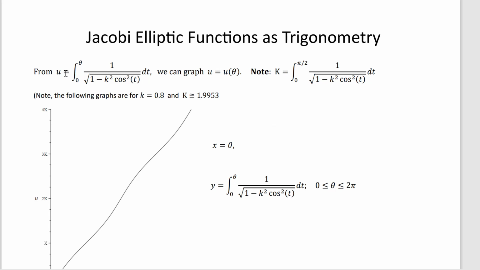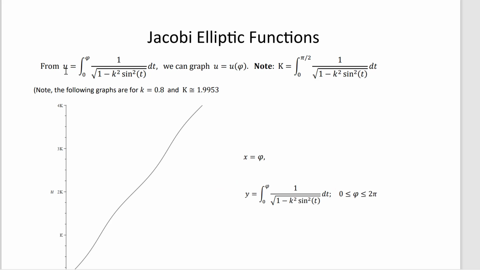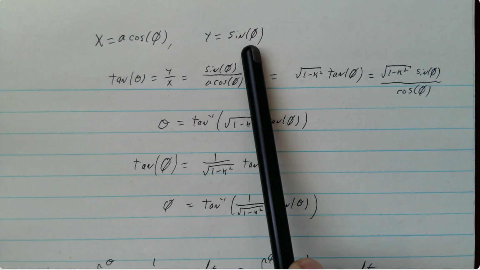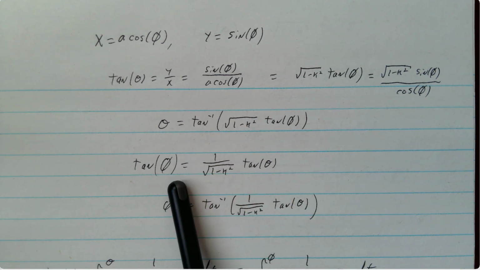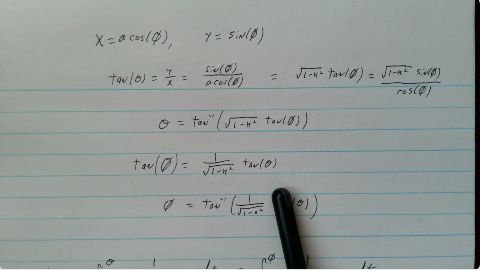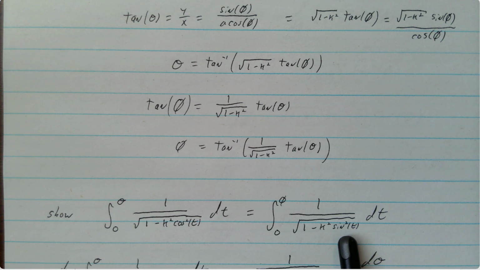So I have u in terms of theta with the horizontal ellipse with the cosine squared integrand, and u in terms of phi has the sine squared integrand. So different integrands will mean I'll get different values of u for the same values of theta and phi, but with that relationship, they'll graph to the same u. In other words, with this relationship, I did go back to where b was 1 here, but in the end it's the same. Tangent phi is 1 over the square root of 1 minus k squared tangent theta. So with this relationship, these two integrals will be the same.